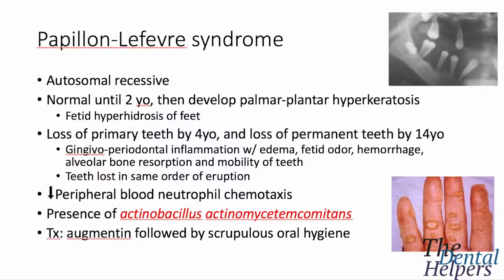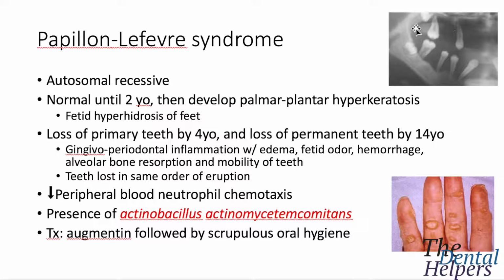Papillon-Lefèvre syndrome, it's autosomal recessive. Basically, you're normal up until the age of 2. Then all of a sudden you get palmar plantar hyperkeratosis, and it's going to be a fetid hyperhidrosis of the feet. By the age of 4, the child is going to lose all their primary teeth. By the age of 14, except for their third molars, they're going to lose all their permanent teeth.